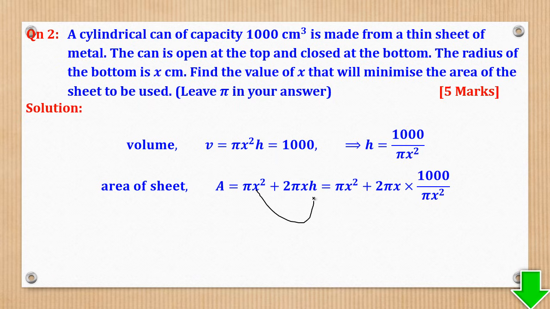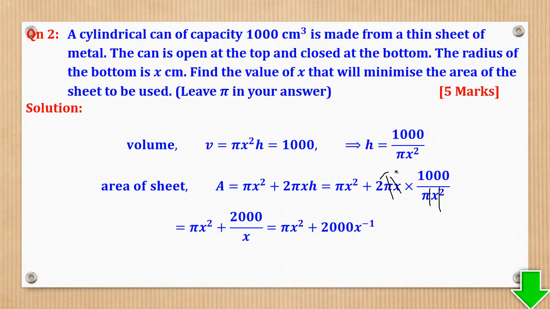These are two variables. I have to eliminate one. So let me eliminate h by putting h here to give you this. Simplify. You realize that here pi can cancel and 1x can go away. This and this becomes 2,000. Then here this remains as it is. So now that I've got A in terms of one variable, which is x, I can differentiate.